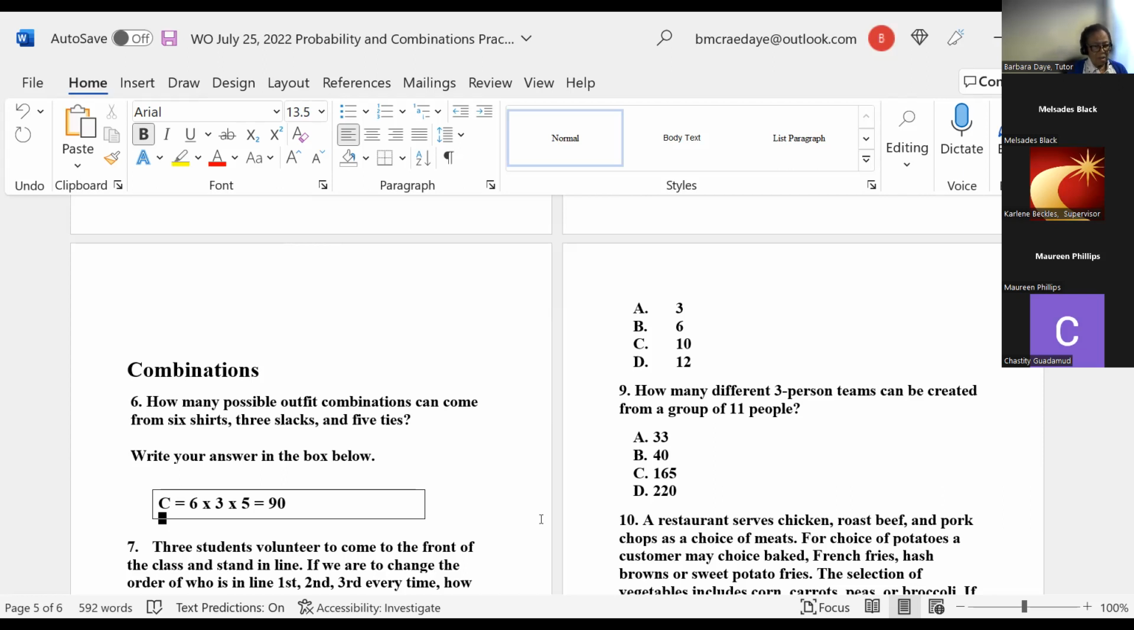Because I divided 90 by 3. Why? Well, you're supposed to outfit, get that. But I figure out she gets it my place. I know. The problem says how many possible outfit combinations can come from 6 shirts, 3 slacks, and 5 ties. Right, so you multiply my 3 numbers together. 6 times 3 is 18, 18 times 5 is 90.